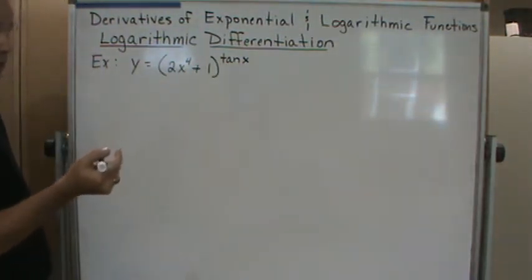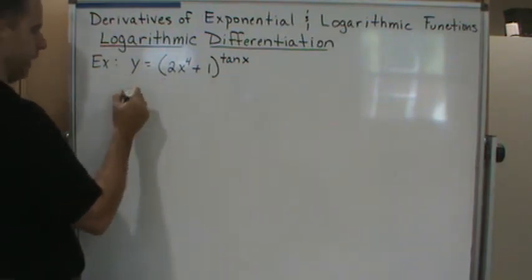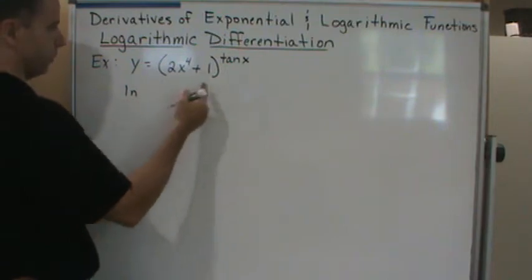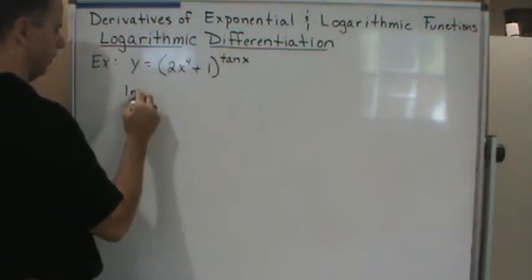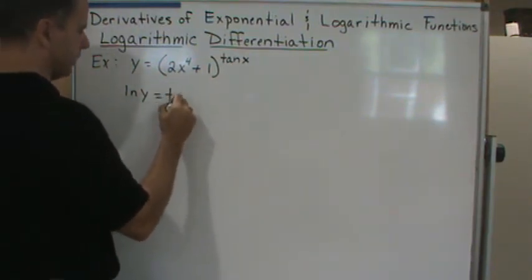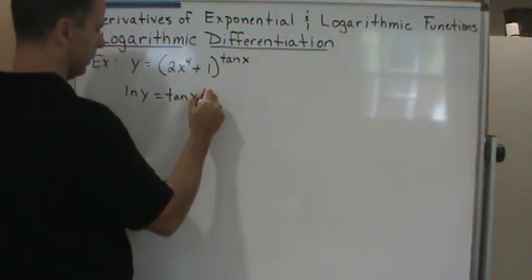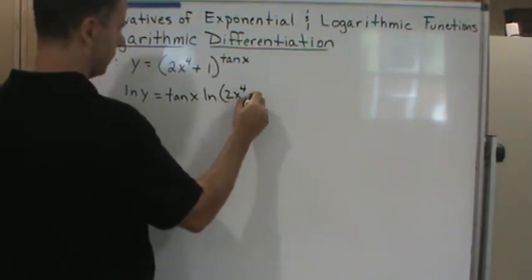So the first thing we're going to do is take the natural log of both sides. Why? Because we want to get this exponent out of here. So the natural log of y is equal to tangent x times the natural log of 2x squared plus 1.